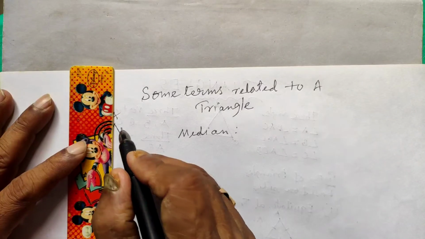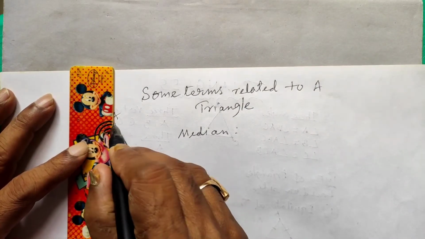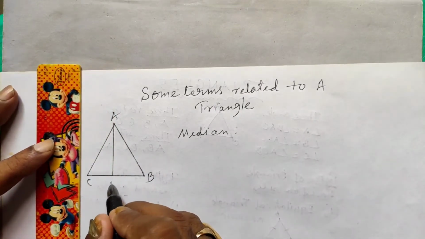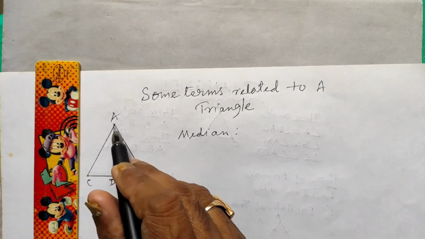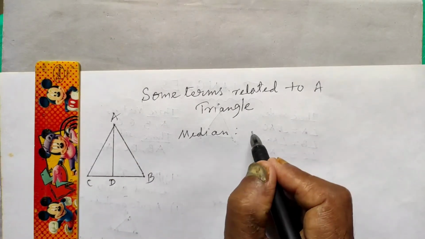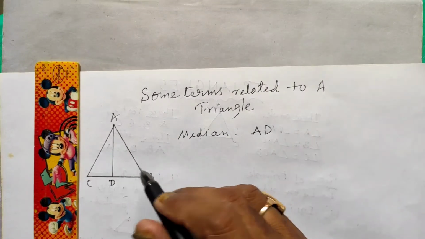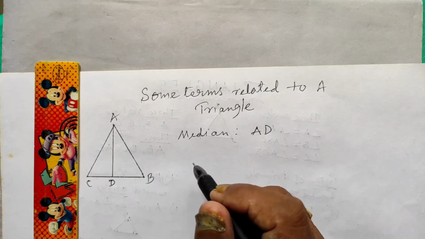So now let us draw it up to here. This is D. So this is called median. This AD is called median in triangle ABC. Okay. So this is clear.